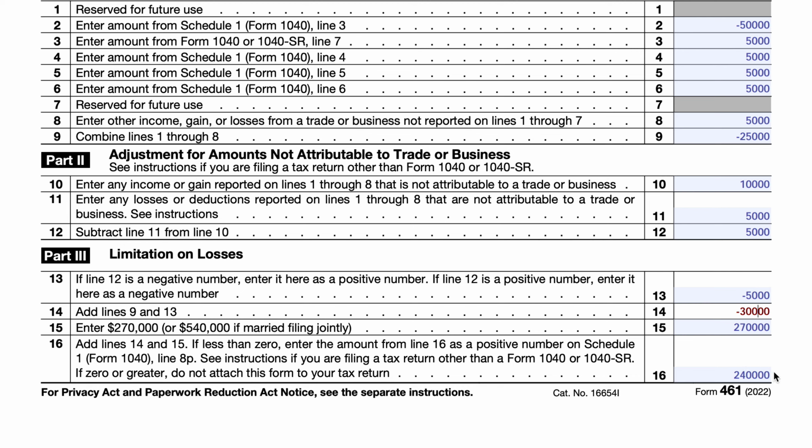So basically we got $240,000. If it's less than 0, then you're going to go back to Schedule 1 and enter that as a positive number on line 8P. So line 8P literally is reporting, quote, Section 461L excess business loss adjustment. So you would enter that here. That is a positive adjustment. So that basically means that it increases your additional income, so to speak. If this number is greater than 0, then you would not attach it to your tax return.